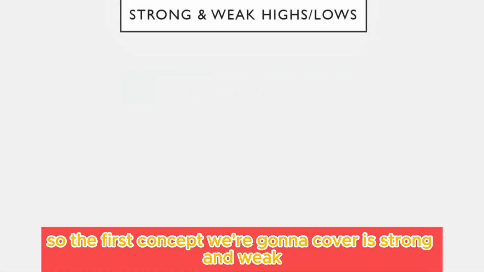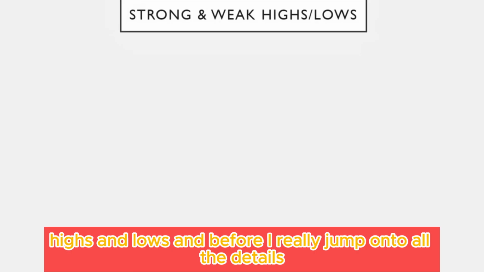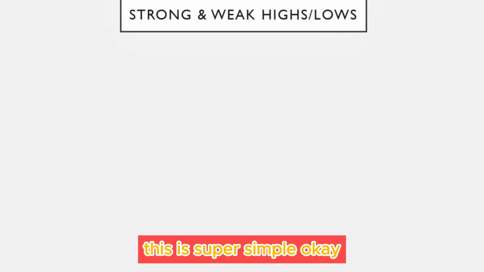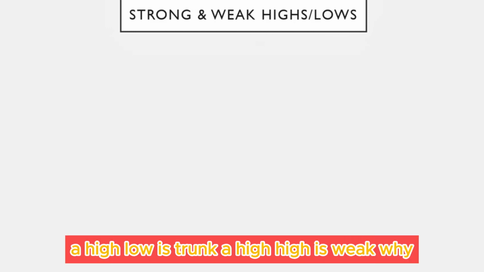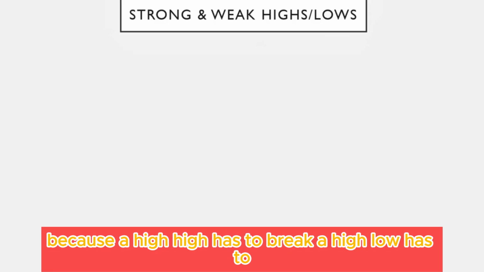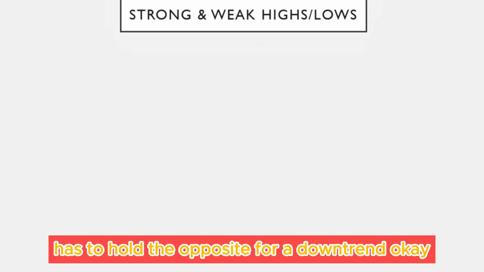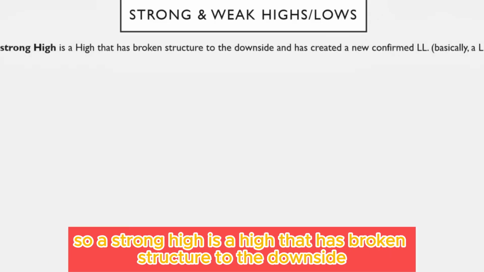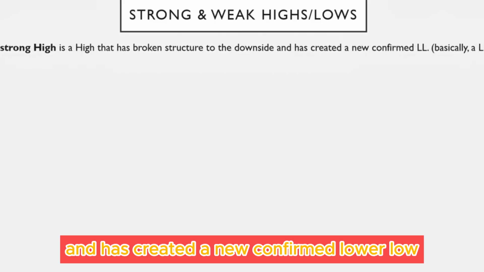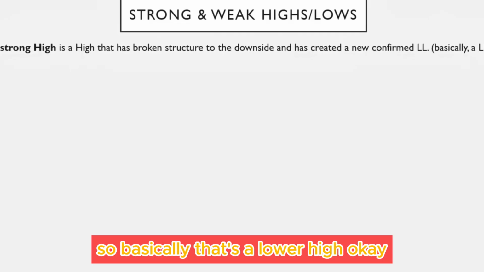Okay? So the first concept we're going to cover is strong and weak highs and lows. And before I really jump into all the details, this is super simple. Okay? A high low is strong. A hard high is weak. Why? Because a hard high has to break, a hard low has to hold. The opposite for a downtrend. So a strong high is the high that has broken structure to the downside and has created a new confirmed lower low. So basically that's a lower high.